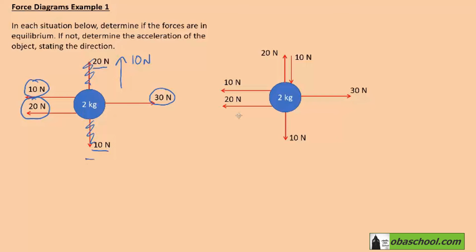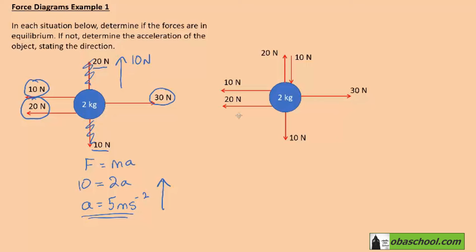So that's going to accelerate, and we can use F equals ma. The resultant force was 10, the mass is 2, and so the acceleration would be 5 meters per second squared. And of course, it would be in this direction, the direction of the resultant force.